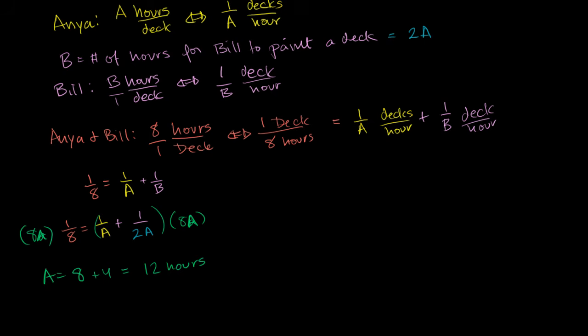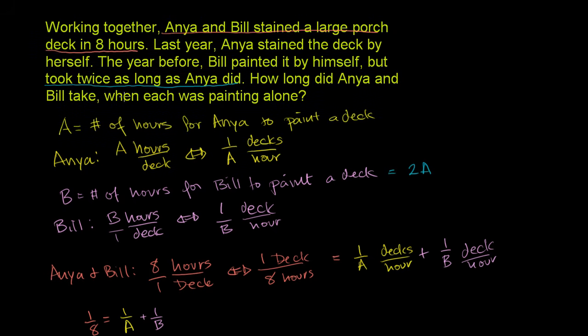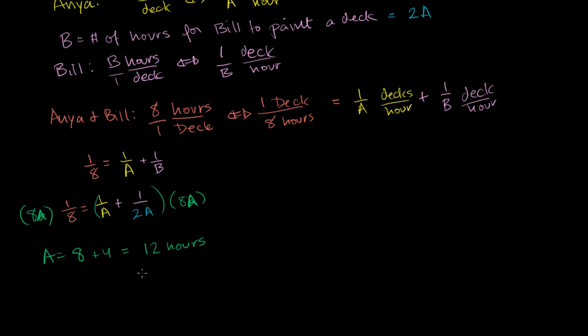Now what are they asking over here? They're asking, how long did Anya and Bill take when each was painting alone? So we figured out Anya: it takes her 12 hours. And then we know that it takes Bill twice as long as Anya. Bill is 2 times A, which is 2 times 12 hours, which is 24 hours. So when they're alone, it would take Anya 12 hours. It would take Bill 24 hours.